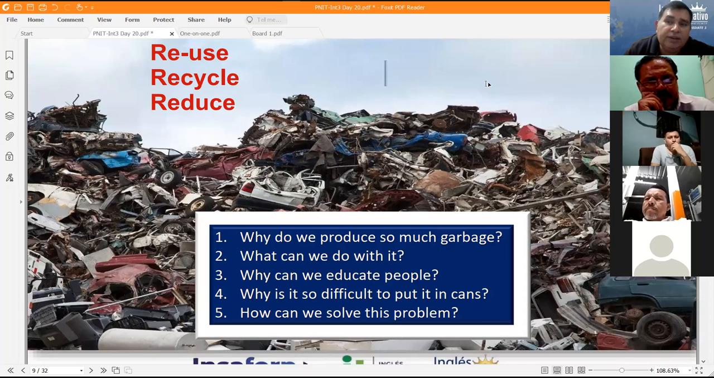Because in the United States, what they do is they have big containers and the people put the garbage in the containers and close the containers. So when the garbage truck passes, they open the containers and take out the garbage. So no problem. But over here, there are no containers. Why not? Containers are metal. If you put the container there at night, people steal the containers and they sell the metal.